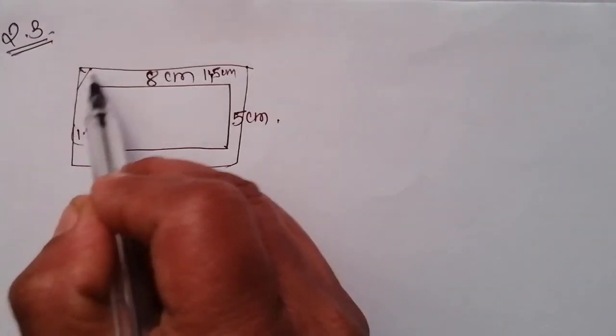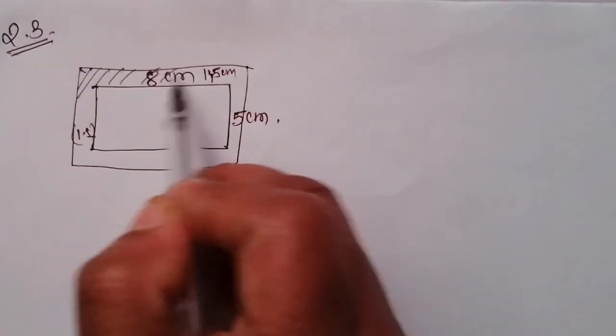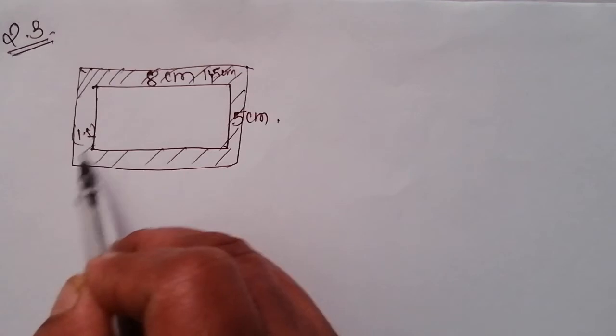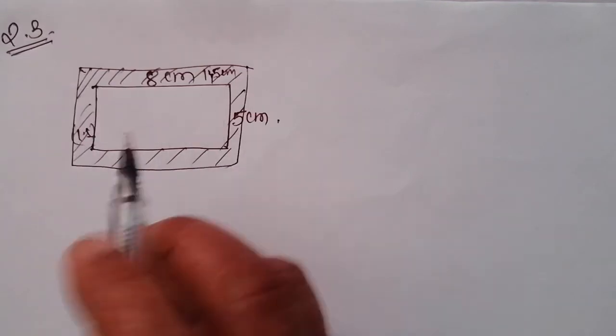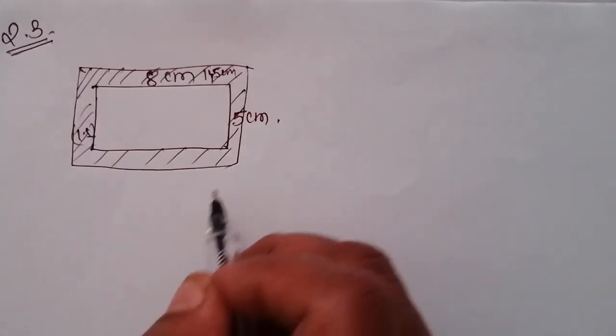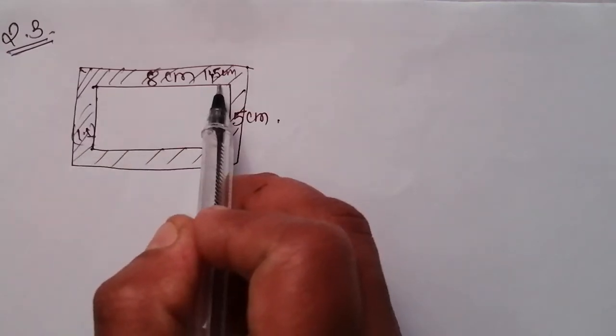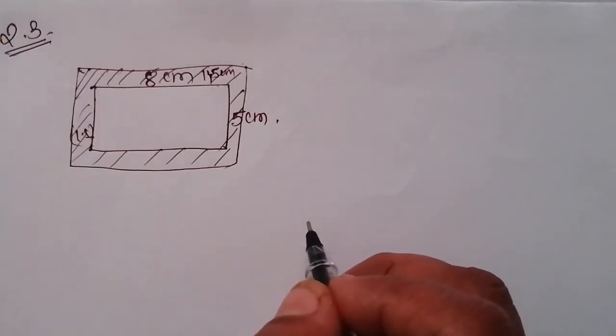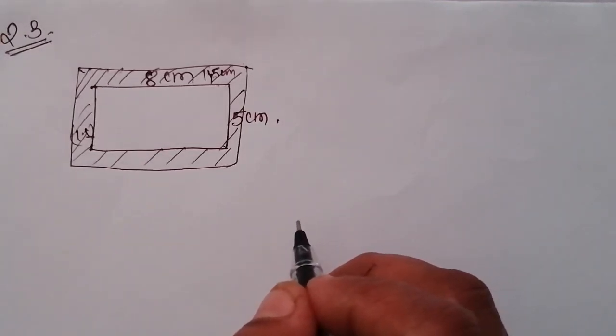Total area of the margin means this you have to find out. Again same thing you are going to do. Here you are going to add 1.5 and 1.5 to the length of the picture, you will get the length of the frame. Now, we will start with the dimensions of the cardboard.